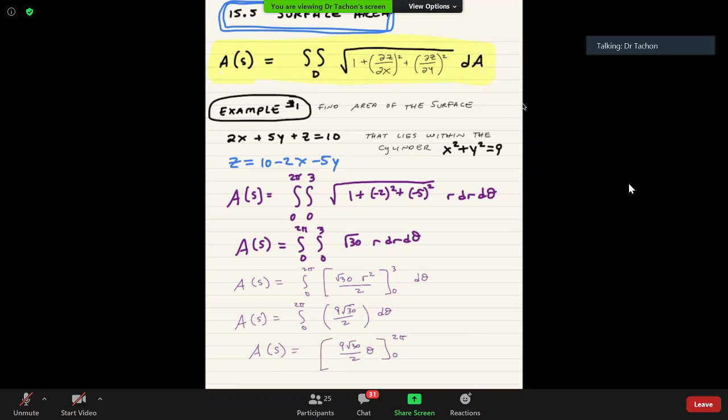So plug in the 2 pi, the 2's will cancel. So your surface area is going to be 9 pi radical 30. Okay. So surface area. That's how we do it. It's just a formula that I'm not going to derive for you. I showed you where some of the other formulas come from, but I'm not going to take the time to do this, because you did surface area in Calc 2. So in 2 dimensions. So now we're going to do it in 3.